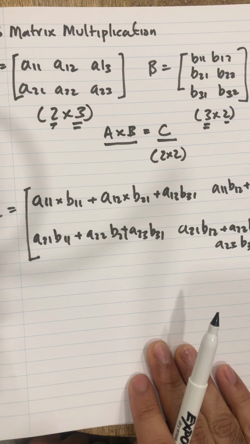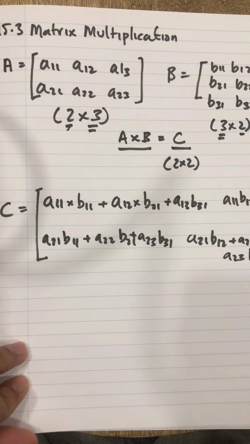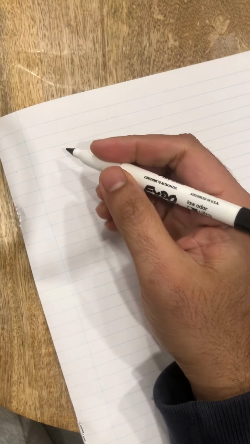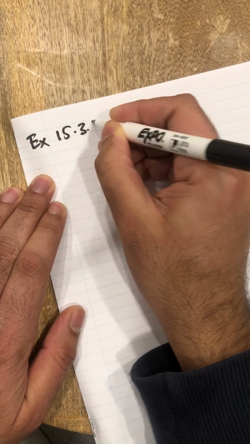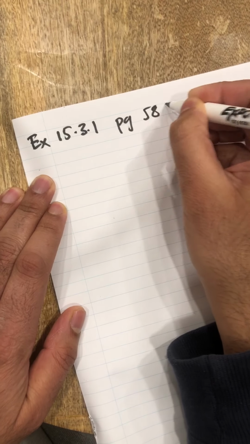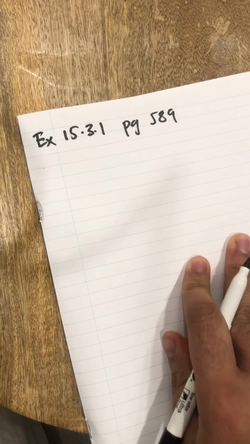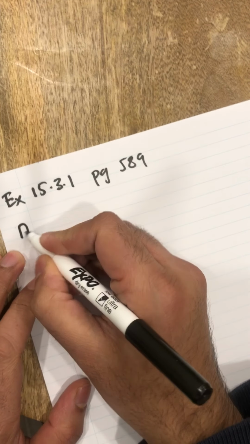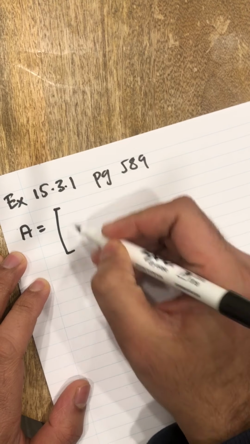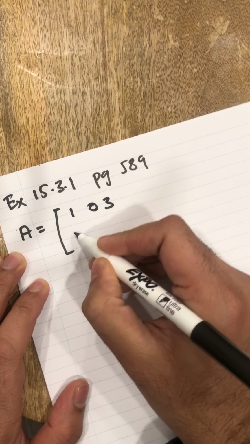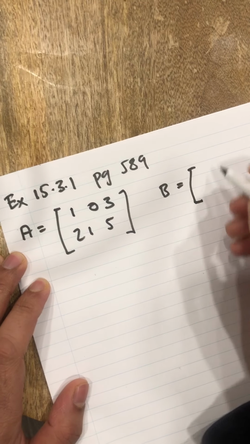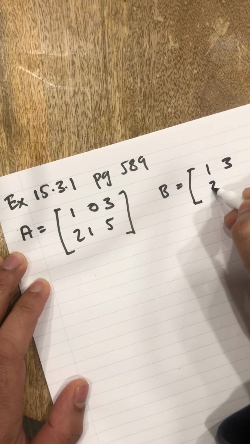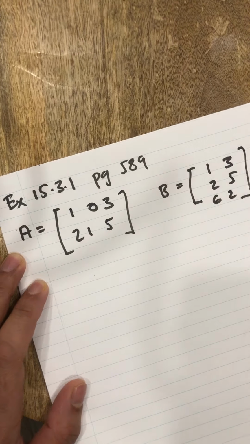Okay, so let's see how an example works. I think that might be the easiest way to do this. So the example I'm going to do is example 15.3.1 from page 589. Okay, so over there we have these two matrices. We have matrix A, which is equal to 1, 0, 3, 2, 1, 5, and then you have another matrix B, which is equal to 1, 3, 2, 5, 6, 2. Okay, so you have these two matrices.